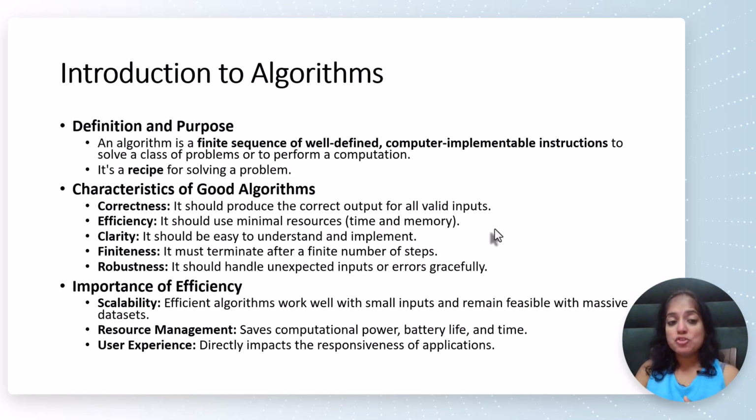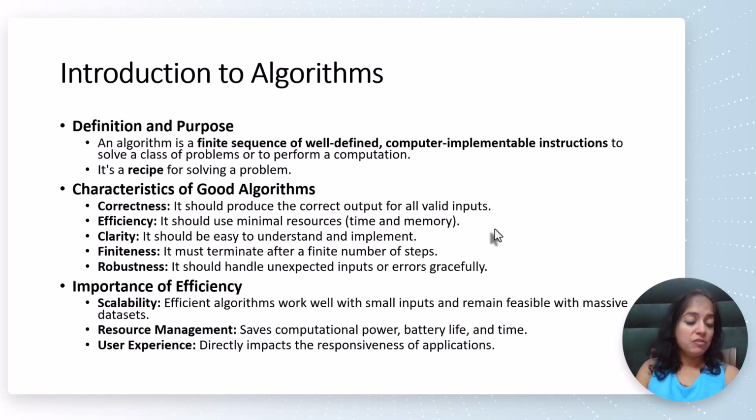Every algorithm should have correctness. That means it should provide you the correct output for all valid inputs. Efficiency: getting output is one thing, but getting output efficiently, that means using minimum resources, with minimum time and memory. Your algorithm should not take so long to compute something. It should do it in minimal time. Clarity: it should be easy to read, easy to understand, and easy to implement. It should not be so complex that you cannot implement it.